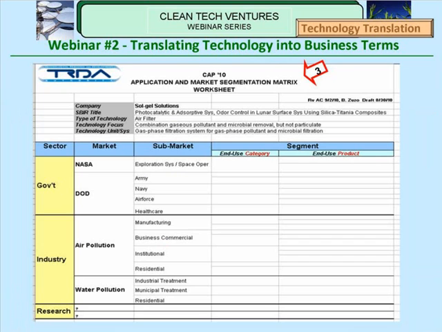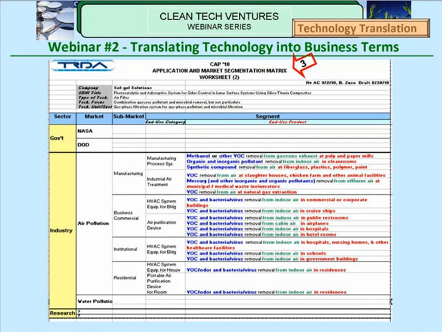Okay, I'm just going to let the audience know that this worksheet deals with applications, and it also deals with market segmentation. The sectors are shown here, the markets are shown here. You can see we're getting more refined. The sub-markets are shown here, and then the segments are over here. This is a two-slide diagram.